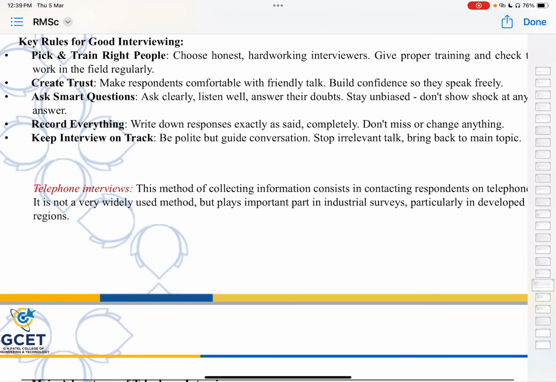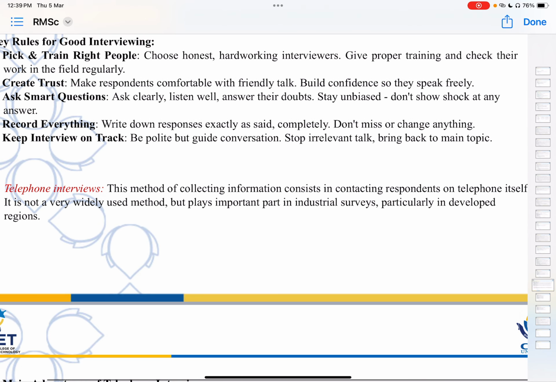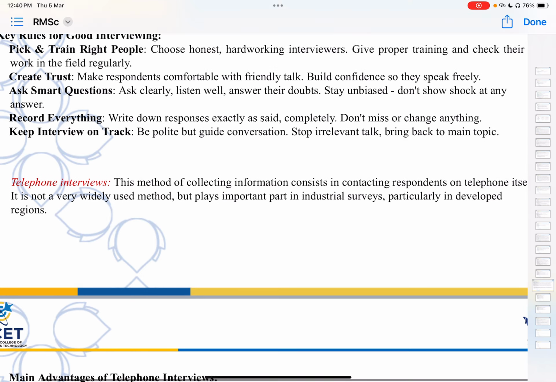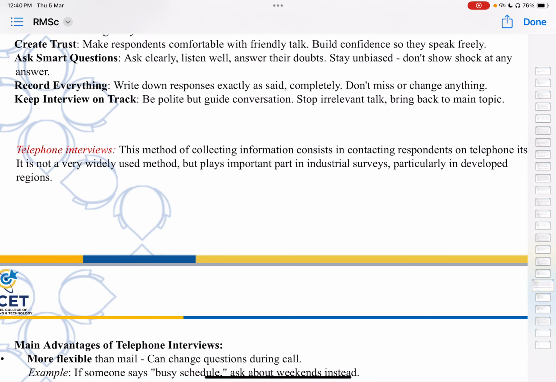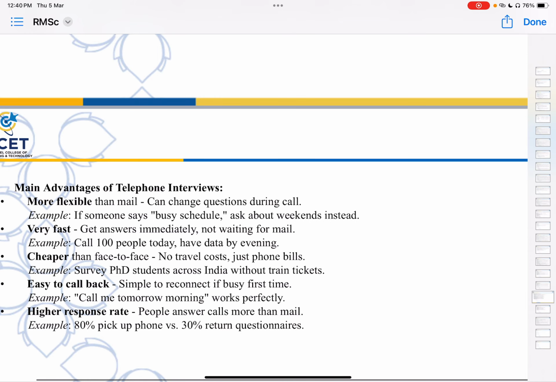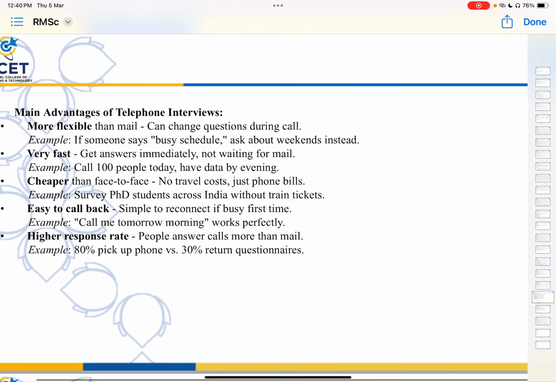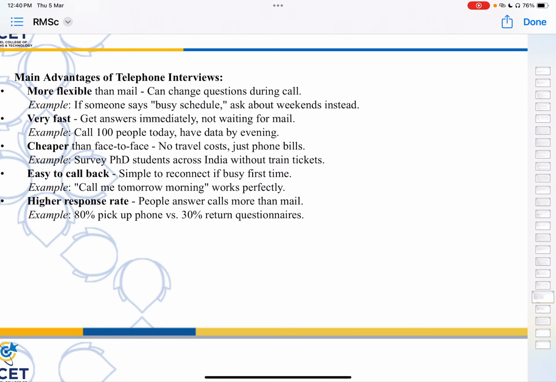Then there is another way, that is the telephone interview. This method of collecting information consists in contacting respondents by telephone. It is not a very widely used method because on telephone we are not easily available, or we are reluctant, or sometimes not ready to give the interview. But there are some advantages: it is more flexible, very fast, cheaper, easy to call again, and has a higher response rate.